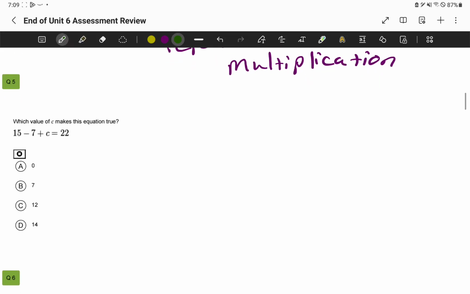Okay. Now, number 5. Which value of C makes this true? Now, this one is super easy. What do we put in to make this a true statement? So we say, is 15 minus 7 plus 0 equal to 22? Well, 15 minus 7 is 8, plus 0 is 8, not 22. Nope.